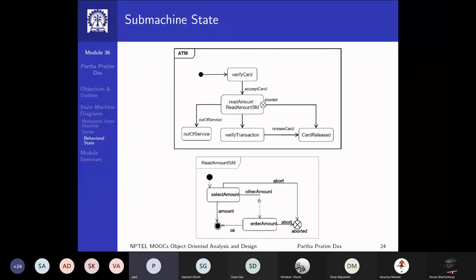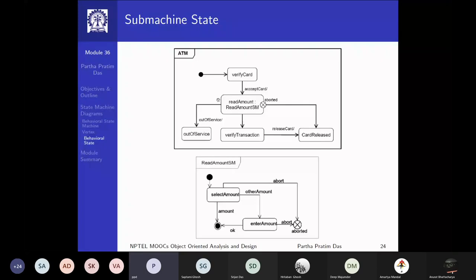So I choose the other amount. I enter that amount. If I successfully enter that, then I come to this. Okay, I've got the read amount. Otherwise, from both of these, there is a possibility that I say, no, this is not what I want. You abort. And so if you get the read amount, you have got the read amount to proceed to verify transaction. If you have done an abort, you are here and you directly release the card.